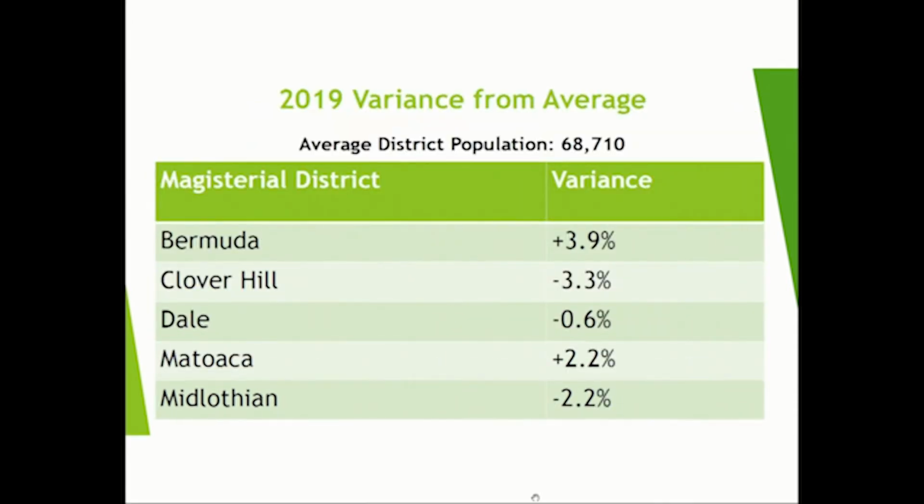To give you an idea, if you take those former numbers and look at the variance numbers, Bermuda is at 3.9% variance from the average, and Clover Hill is minus 3.3. That is the greater than 5% variance. That's the reason why we know we have to go through an exercise, that we can't continue the way we are. So that's the reason why we are going through this at all.